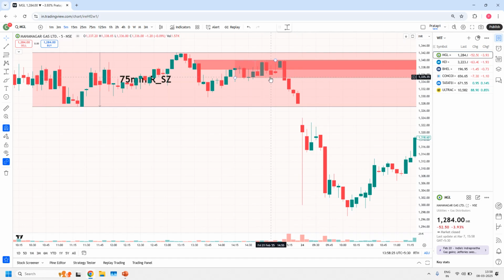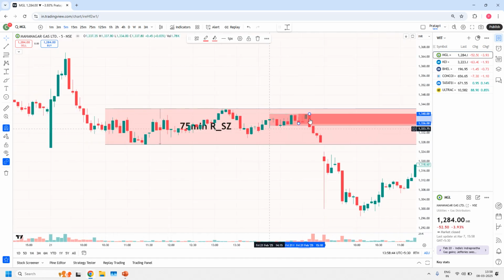Sometimes price reaches here and again it will come down. In case you are planning your trade here, you may miss the trade if they are going back. So that's why either way you can. But where do you keep your stop loss, if I am planning my trade here? Above this 75-minute zone, because this is not a 15 minutes or 5 minutes trade. This is a 75 minutes trade.